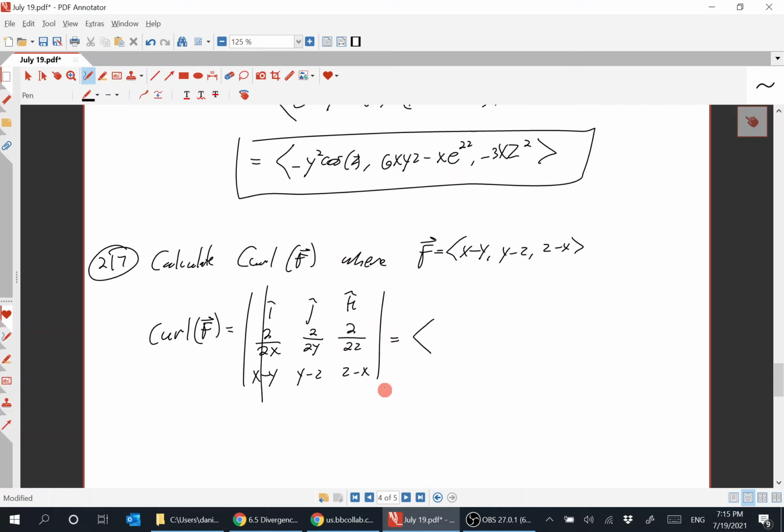So partial of this with respect to y is 0, minus partial of that with respect to z, which is negative 1. So since we're subtracting, it's 1. Here, partial of this with respect to x is negative 1, minus partial of that with respect to z, which is 0. So it's negative 1 minus 0 is negative 1, but then again, we have to negate it. So it's positive 1. And then k, partial of this with respect to x, minus partial of that with respect to y, which again is 1.